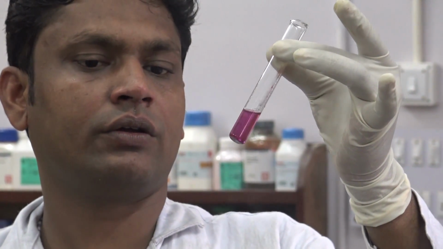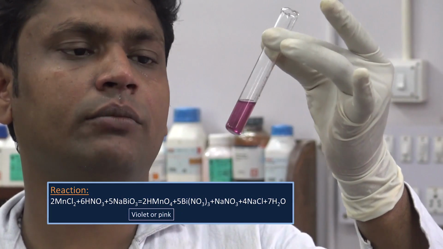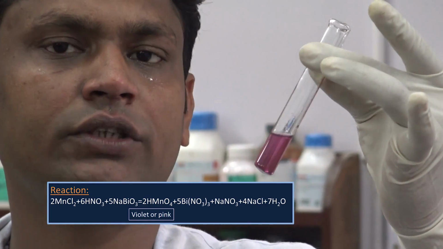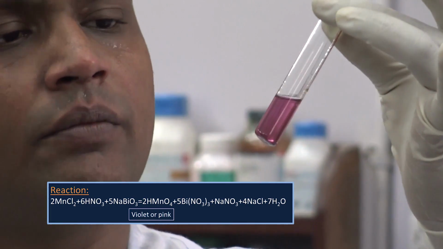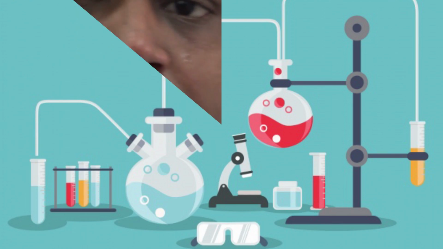The color changes to pink to violet. The formation of pink or violet coloration on addition of the sodium bismuthate confirms the presence of manganese ion in our solution. Hence our salt may contain manganese ion.